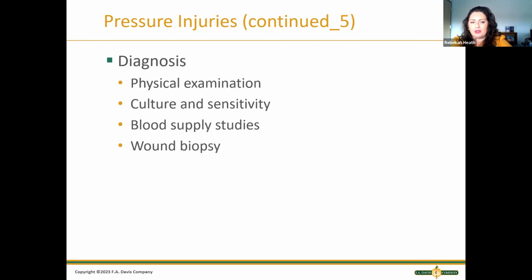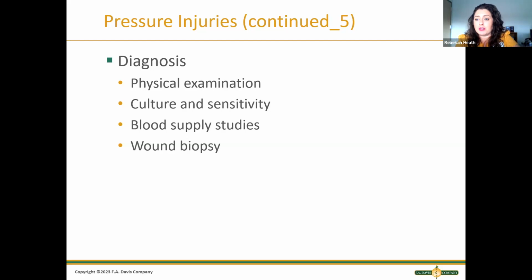So how do we diagnose these, right? Typically we're going to do a physical examination. Anytime we have open areas of skin, we're going to want to get a culture and sensitivity and send that to the lab. Now, that's not something as nurses we can order, but we can ask our providers for that order, because we know that if that open area is infected, we want to treat it right away, and we want to treat it with an appropriate antibiotic.